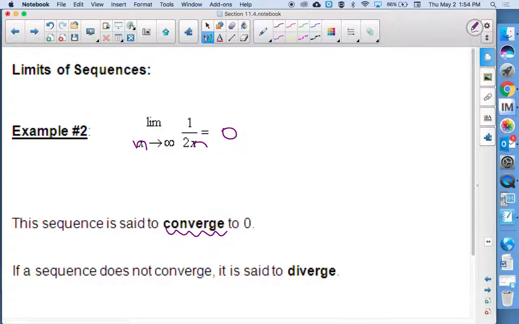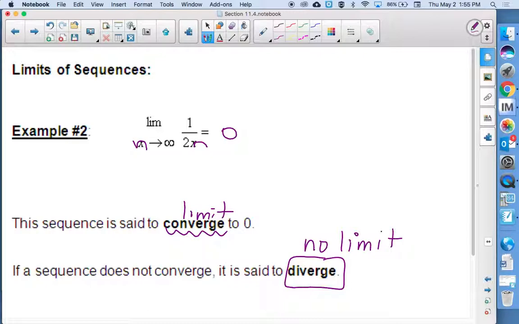The last little sentence underneath here says that if the sequence does not converge, then it's said to diverge. So essentially, if it has a limit, it converges. If it has no limit, we say that it diverges. And that's because it's a sequence, so of course it gets a special name.